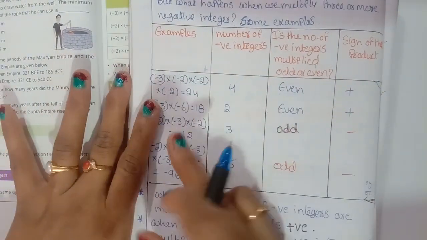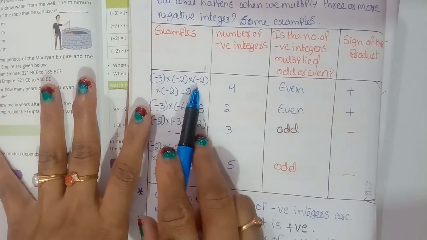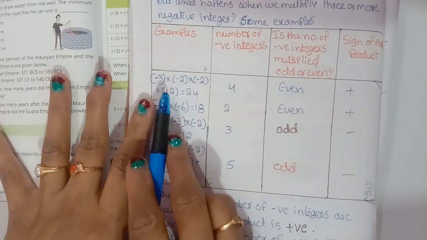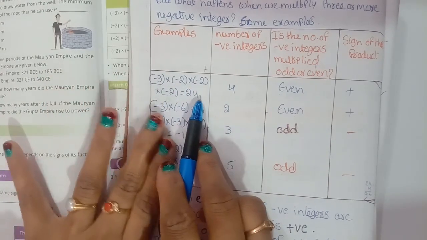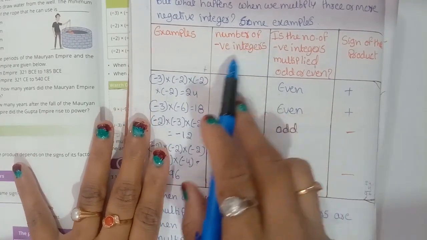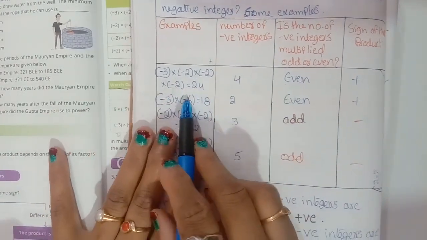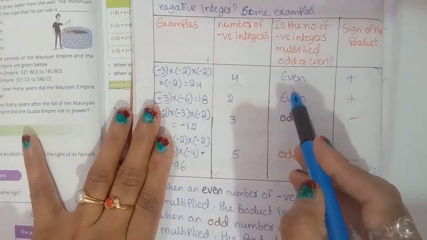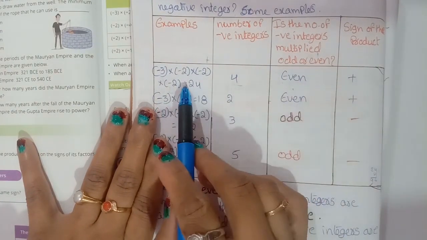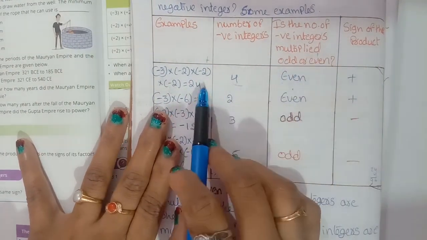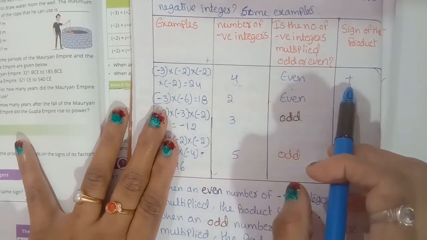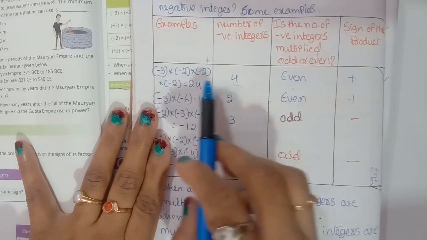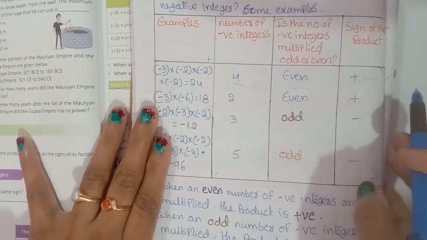So that's why, here are the examples. Here, four negative integers are multiplied: minus 3, minus 2, minus 2, minus 2. The sign of the answer depends on the number of negative integers. How many negative integers are here? 4. Is 4 even or odd? Even. So the product is plus. Why? Because with an even number, minus into minus is plus, and minus into minus is plus. So the product is plus only.